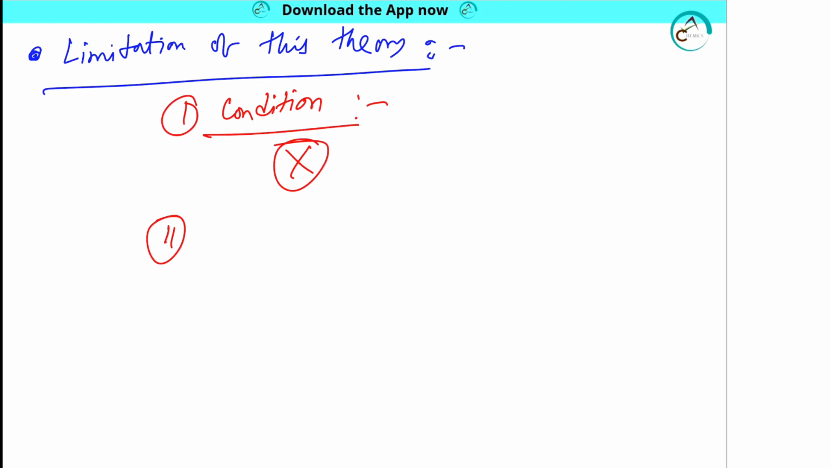Now another thing is VBT theory cannot explain the exact geometry of the system. So let me take two different examples. That would be very interesting. NiCl4 2 minus, and another is Ni(CN)4 2 minus. Okay, so here I have to take like this.